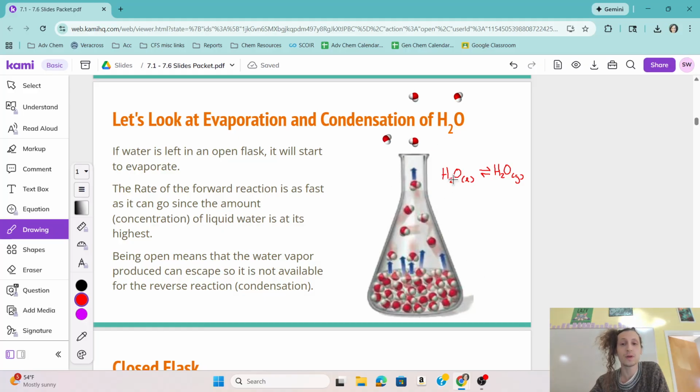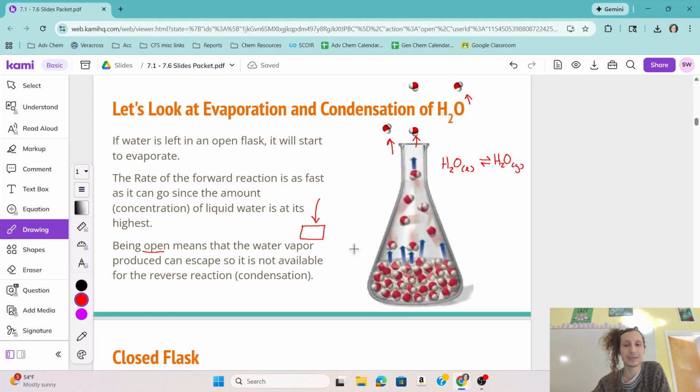But since it's an open flask, an open cup, as soon as it evaporates, all of these molecules just pew pew, they're gone, right? So they might recondense, but they might recondense over here, in this little puddle you have sitting on your desk instead of in the flask. So this is an example of an open system. An open system means the reverse reaction isn't available in the context of the system, aka the flask. The reverse reaction isn't going to visibly occur within this flask.